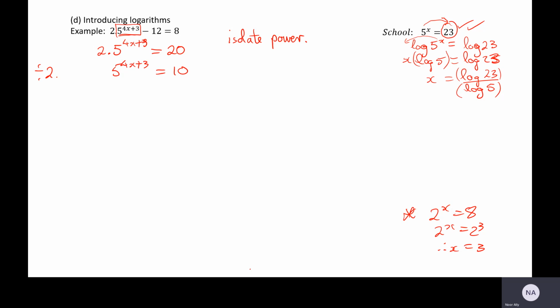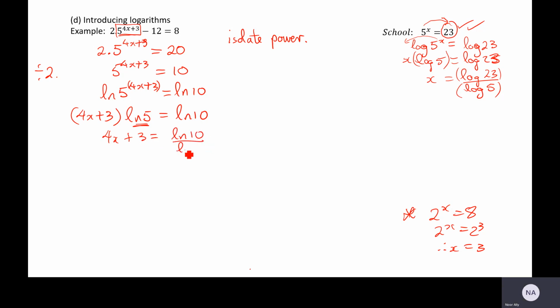And you can introduce logs or you can introduce ln. I'm going to introduce ln of 5 to the 4x plus 3 is equal to ln of 10. Now look very carefully. That becomes an entire bracket. That entire bracket goes to the front because that's the whole index, is equal to ln of 10. And then I can divide by the ln of 5 because now I want to find my x. I'll get the ln of 10 divided by the ln of 5, and then the rest is normal.